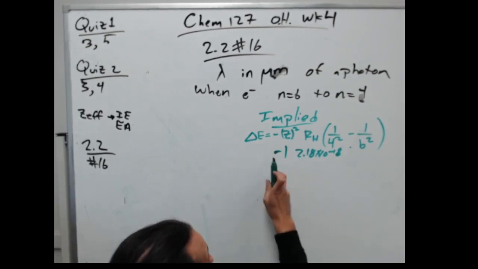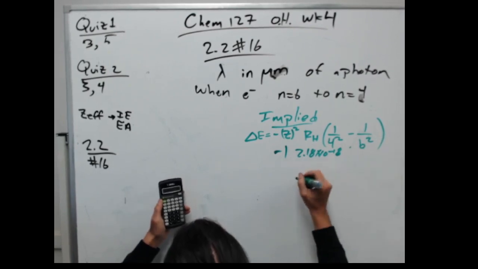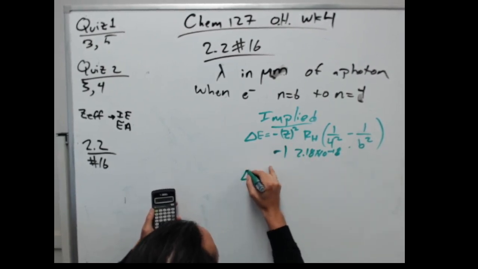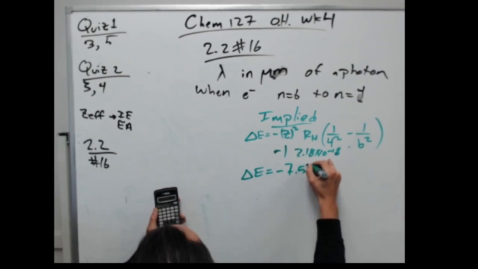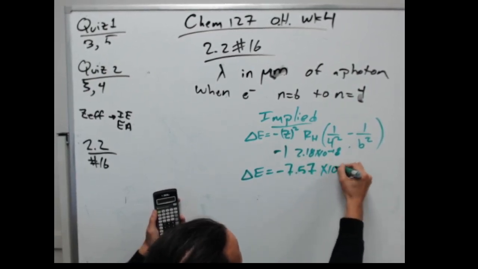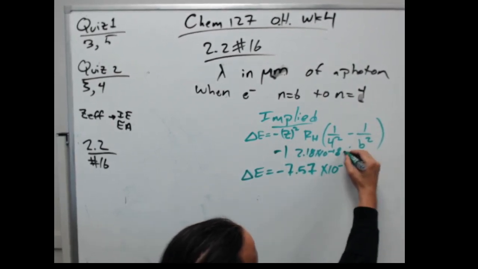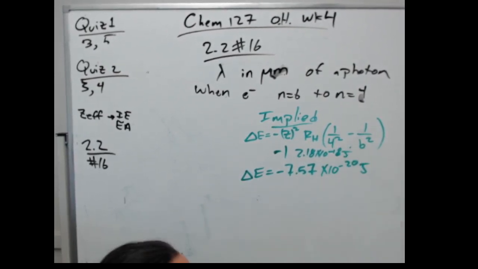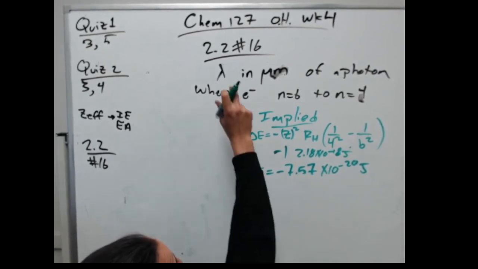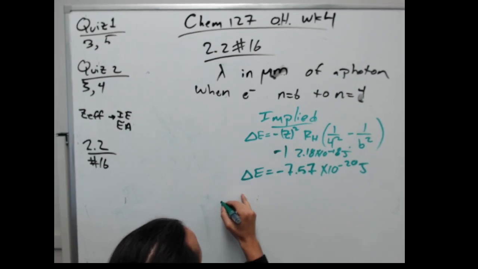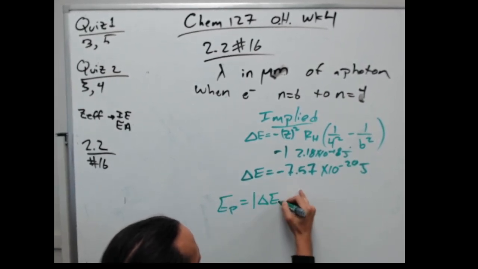Whenever we do the delta E, there's always a negative out front. Okay. And then we've got 1/16 minus 1/36 times that. My delta E is going to end up being negative 7.5, I'm going to round a bit, 7 times 10 to the minus 20 joules. Again, because this Rydberg constant has units of joules. And then to relate my change in energy of the atom to the energy of a photon, I'm going to have my energy of photon equal to the absolute value of my change in energy of the atom.